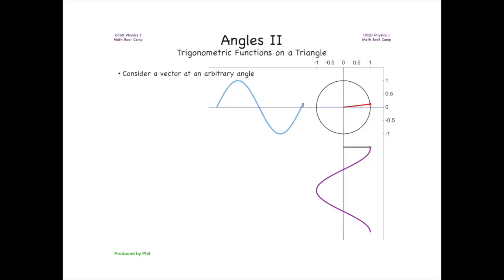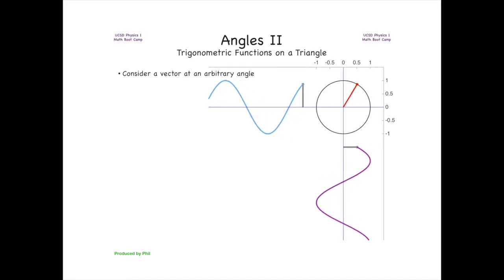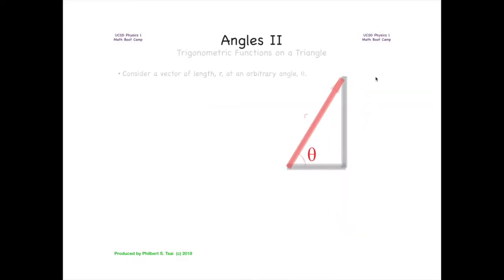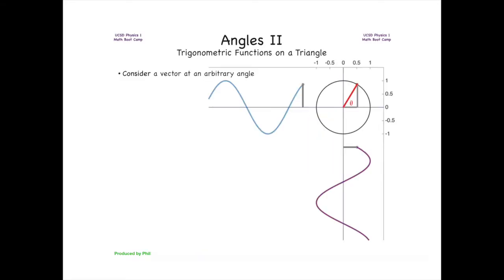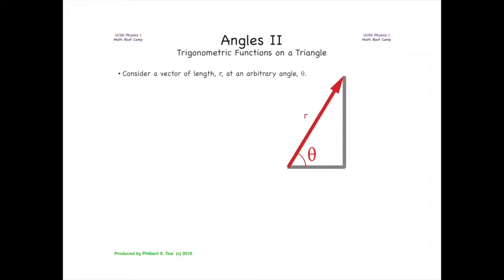Let's consider a situation where we rotate to an arbitrary angle on the unit circle. And let's take a closer look at the horizontal and vertical projections. Let's extrapolate this to a vector of arbitrary length as well as an arbitrary angle.